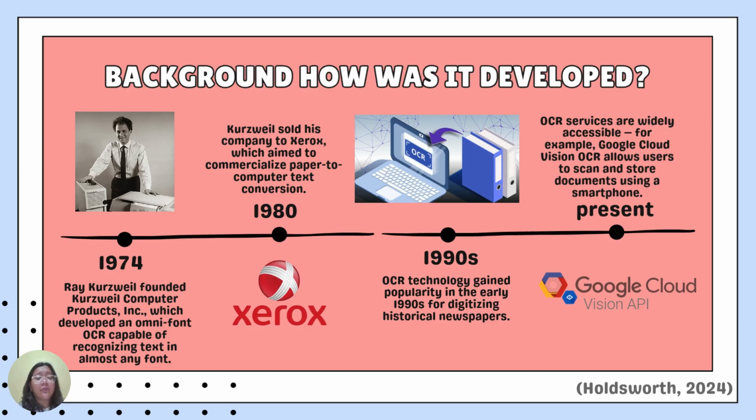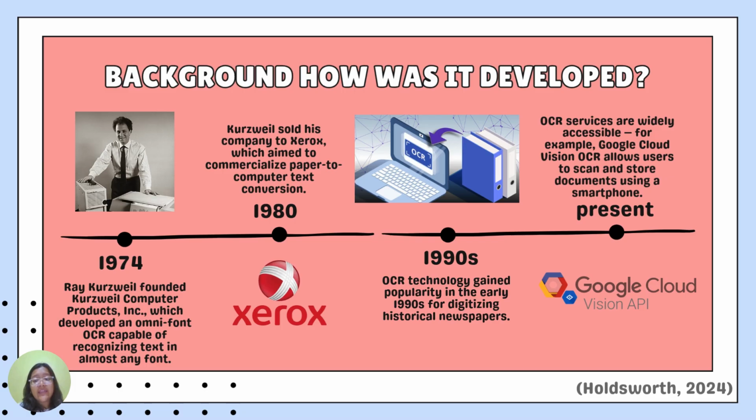So, the background of OCRs, how was it developed? So, in 1974, Ray Kurzweil founded Kurzweil Computer Products Incorporation, which developed an OmniFont OCR capable of recognizing text in almost any font. So, Kurzweil used this technology to create a machine learning reading device for the vision impaired, which could read text aloud using text to speech. In 1980, however, Kurzweil sold his company to Xerox, which aimed to commercialize paper to computer text conversion.